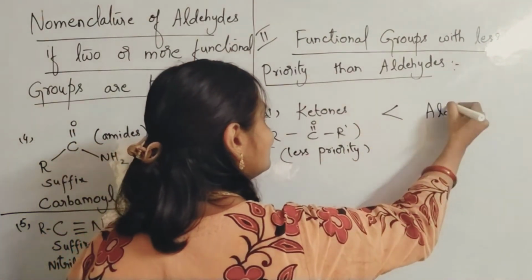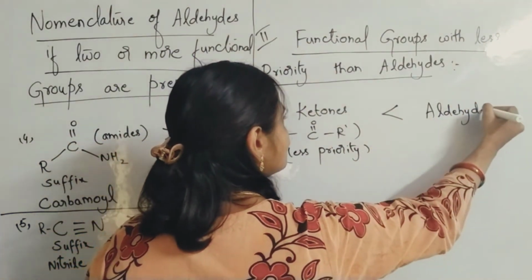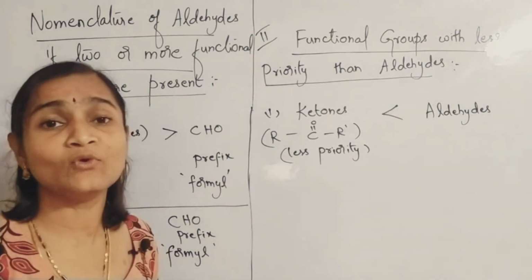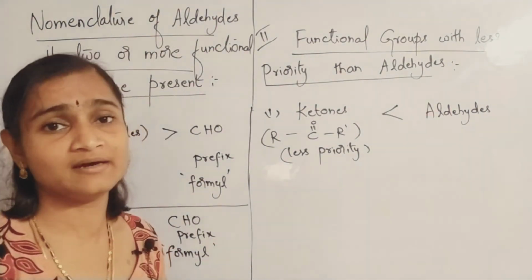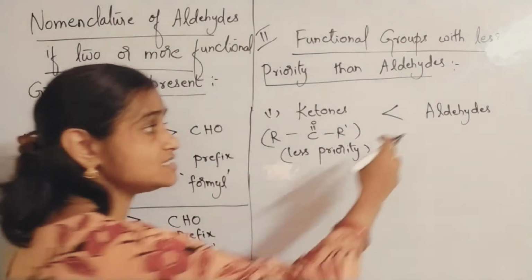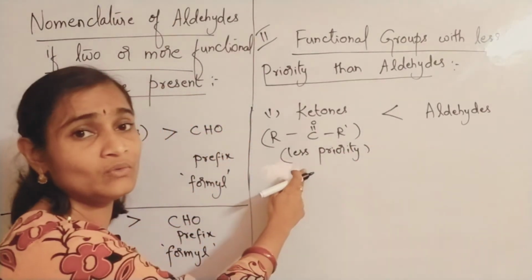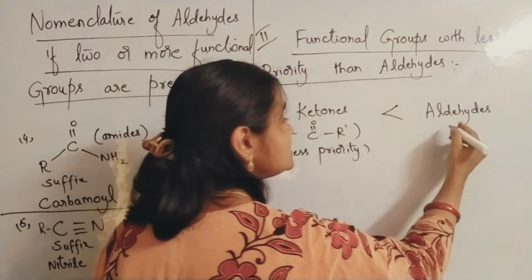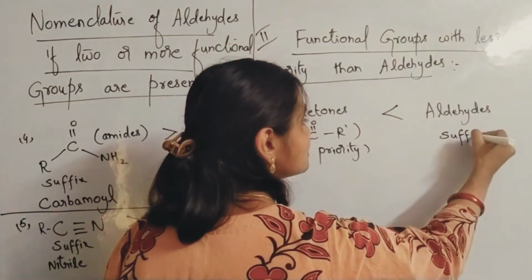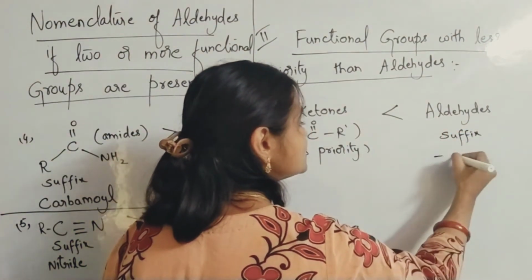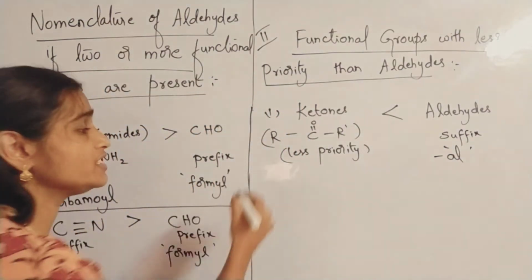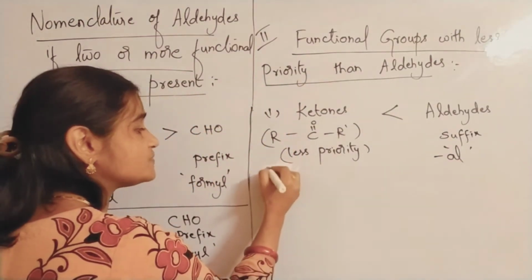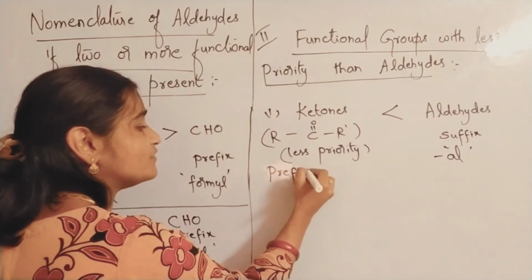Aldehyde is only having more priority. So whichever functional group is having more priority, you have to give the suffix for that functional group. This is having more priority than ketone now. So for aldehydes, you will be giving suffix. You will use the word al. And for ketones, you should give what?